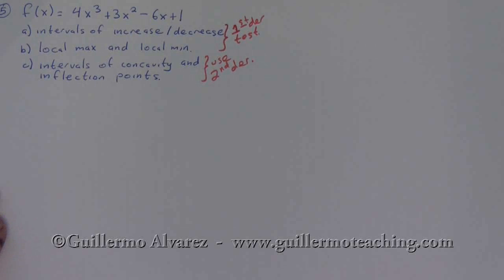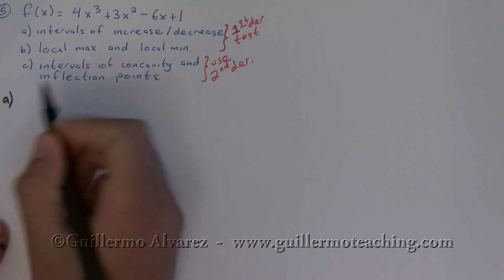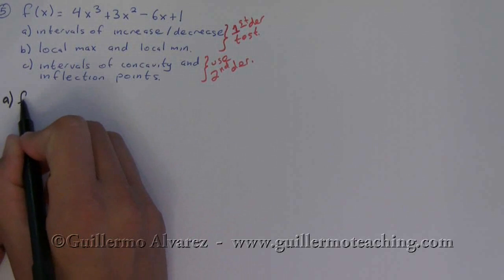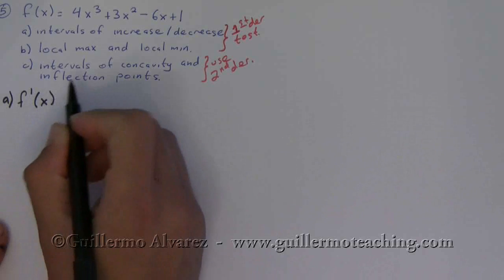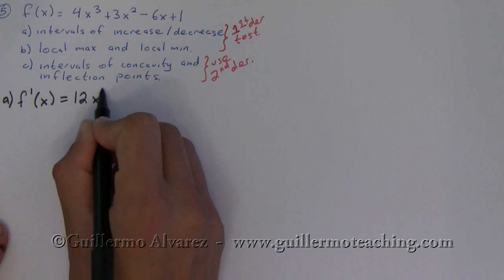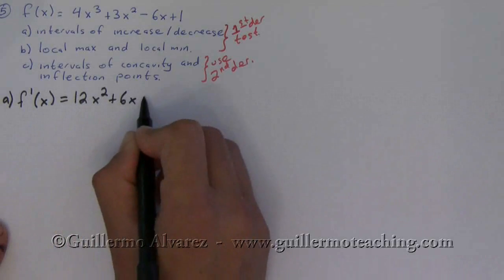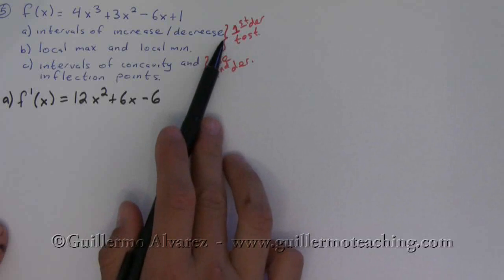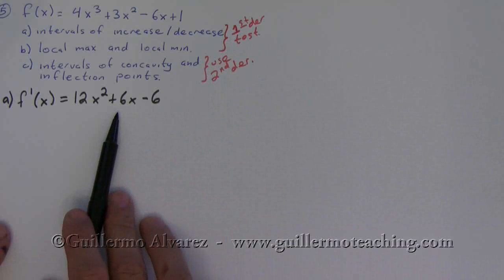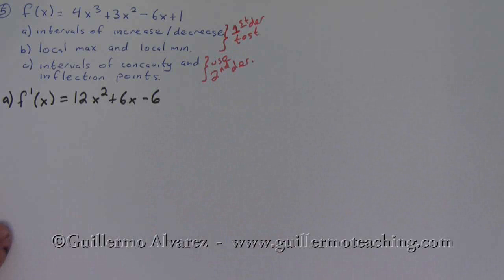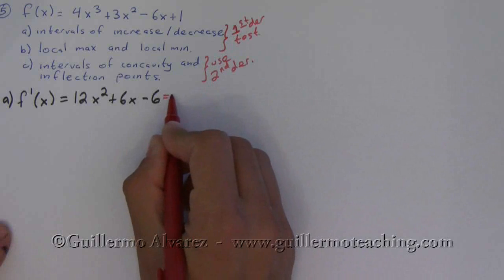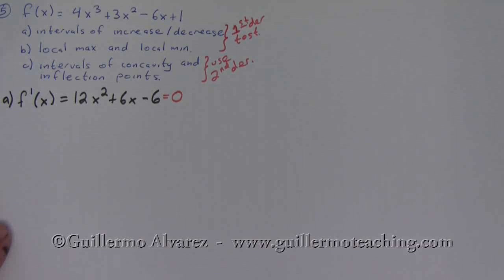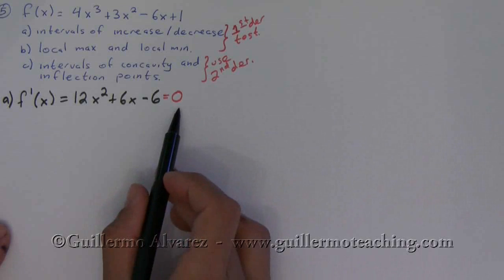Okay, so let's do the first thing. To find part A, we're going to need to find the first derivative. So the first derivative is just 12x squared plus 6x minus 6. And to do the first derivative test, what we need to do first is find the critical points. So remember, to find the critical points, we're going to set the derivative equal to 0, and we're going to solve this equation.